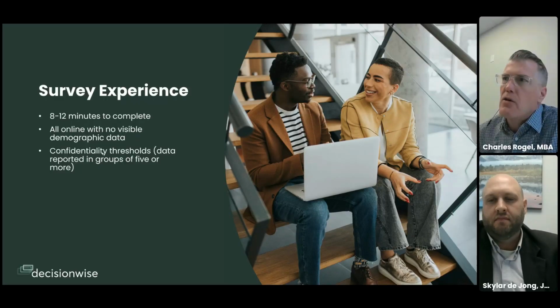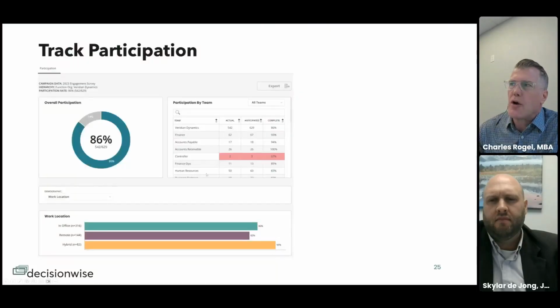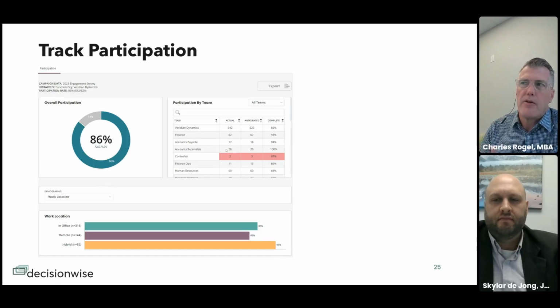Let's see. So in terms of admin, participation is important. Typically you want to track it as you go, and then you can target different populations or groups or managers to help them drive participation within the groups. Now, there's a healthy balance here. You don't want to go for 100% because then you're going to burn people out and upset people, and you'll get reluctant survey takers who might just not be honest in their feedback.